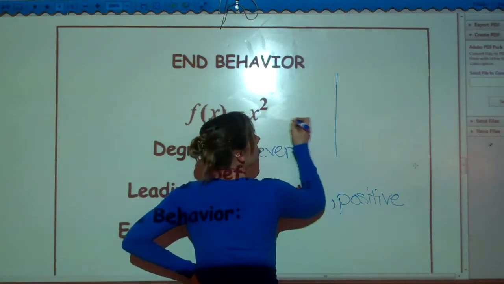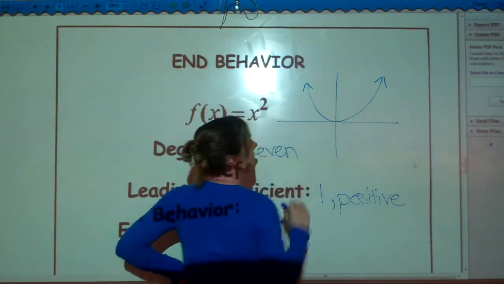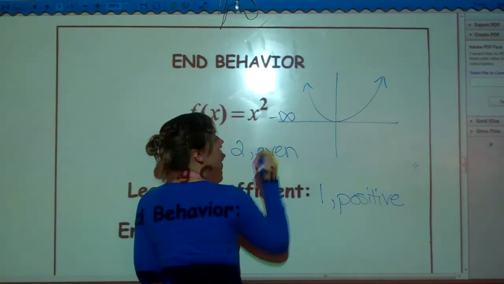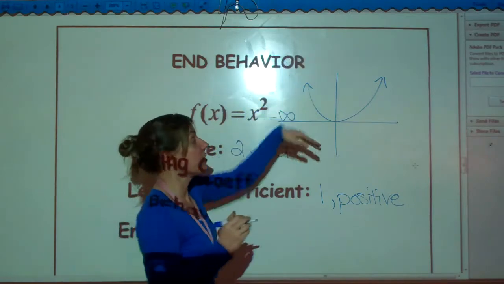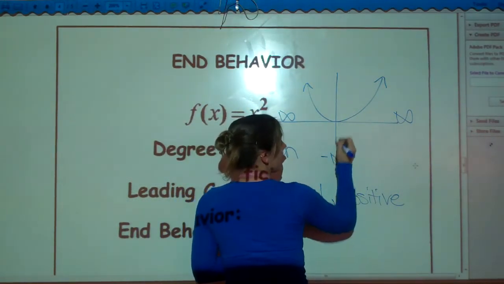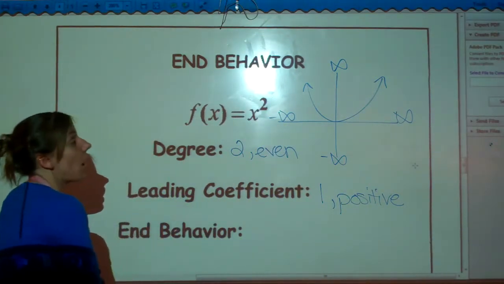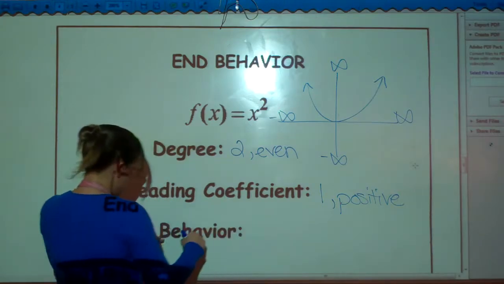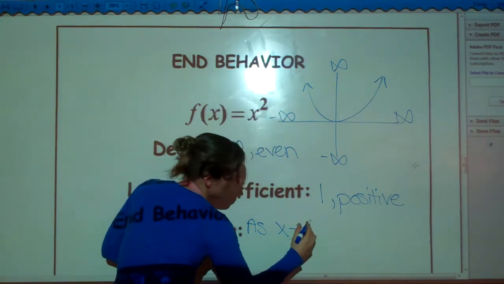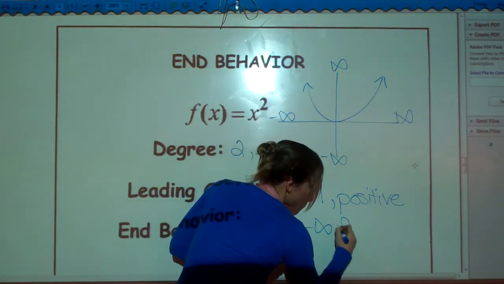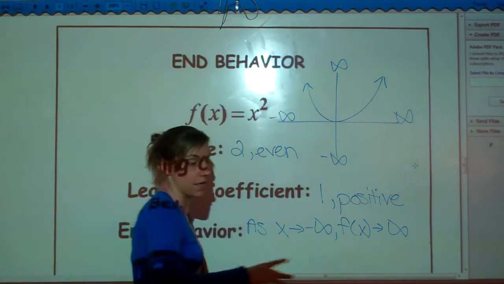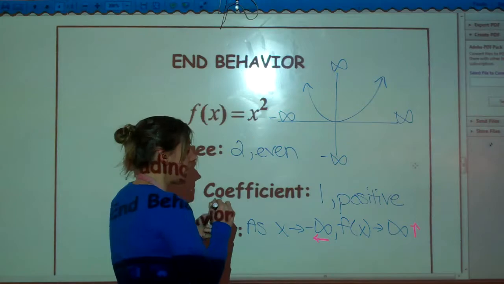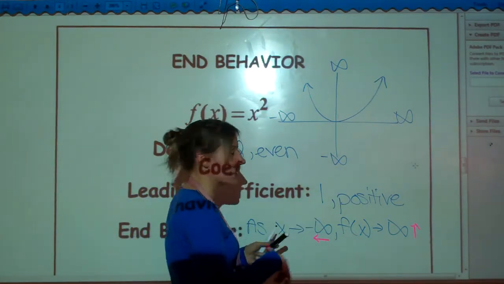Well, we know that x squared is really just the graph like this. When you look at the graph, end behavior is really easy. As it goes off to the left, which we know is negative infinity, it's going up. You can think of the y-axis as negative infinity and positive infinity as well. So as x approaches negative infinity, that means left, the function approaches positive infinity. Negative infinity means left, and positive infinity means up, because x is left or right, but f of x is up or down. It's the y value.